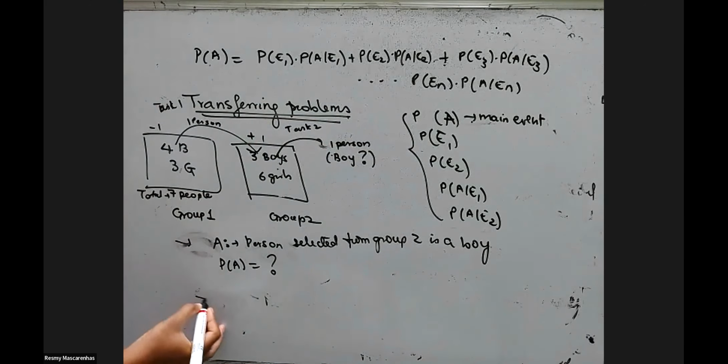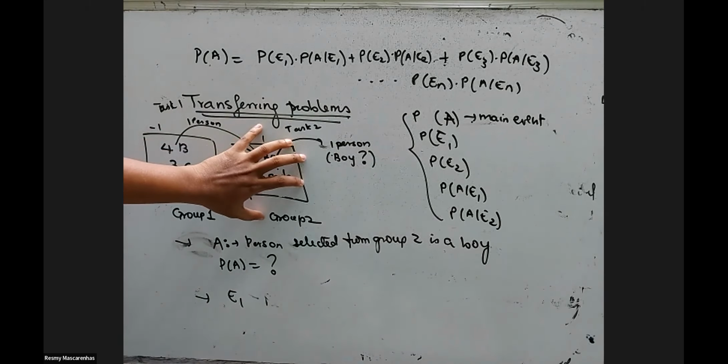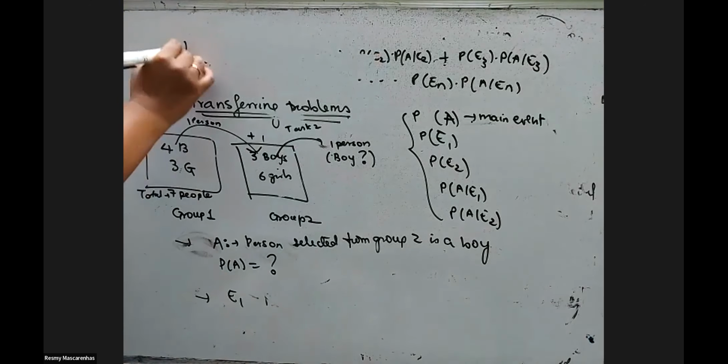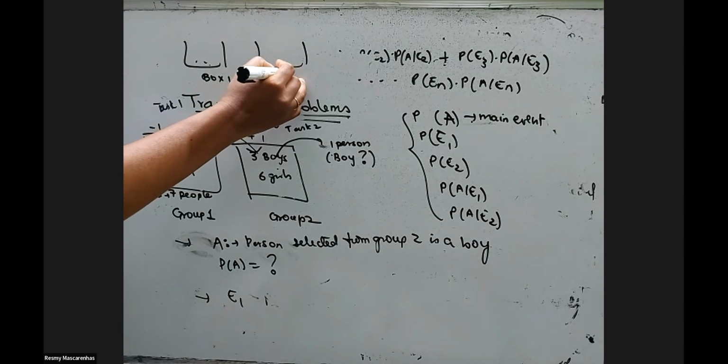Now we'll frame E1. In the previous problems, when there were 2 boxes, we used to take half probability for box 1 and half probability for box 2. But now we know that we are definitely selecting group 1 first, so we cannot take half and half probability here. Whenever I told you in the previous problem, when you have to pick a coin, there was box 1 and there was box 2.